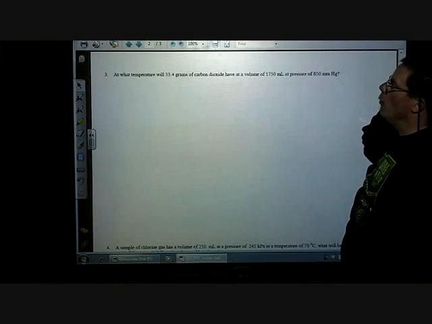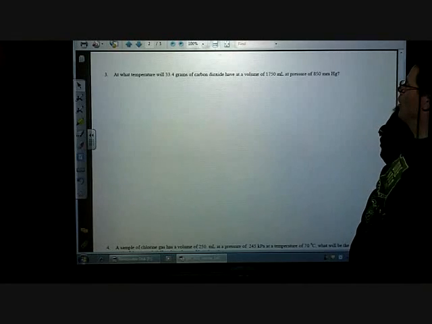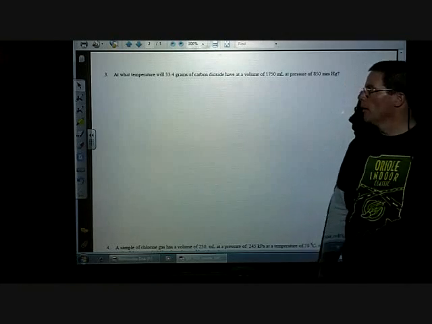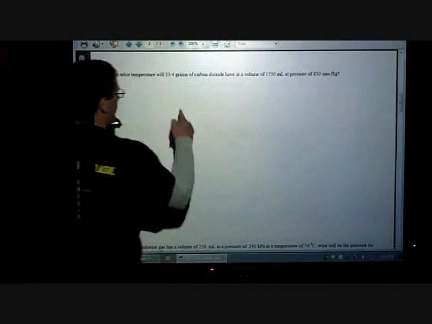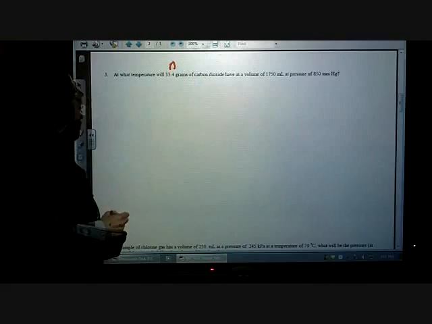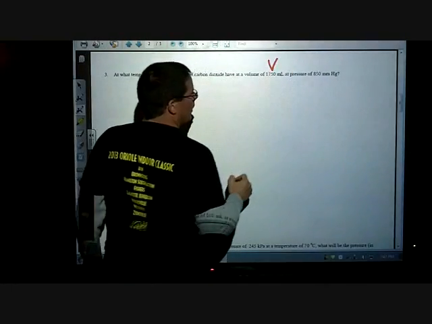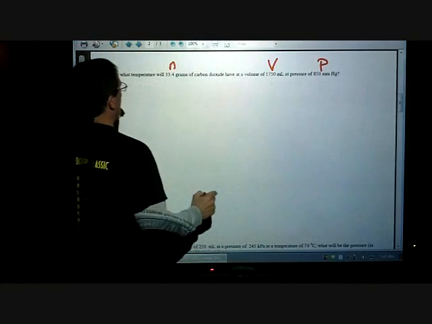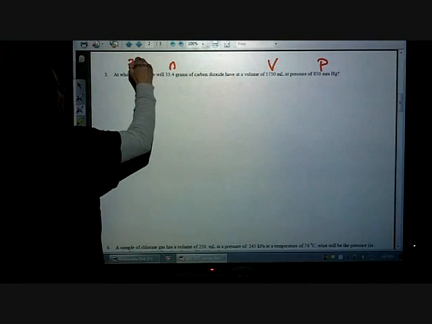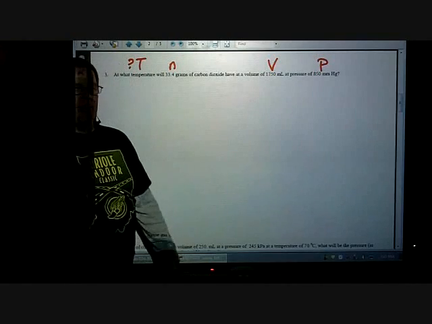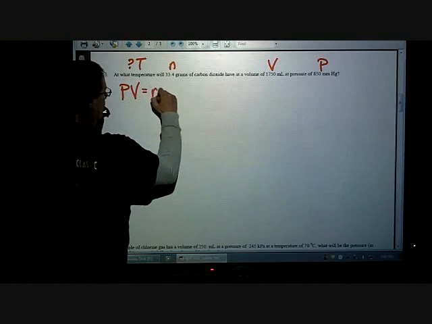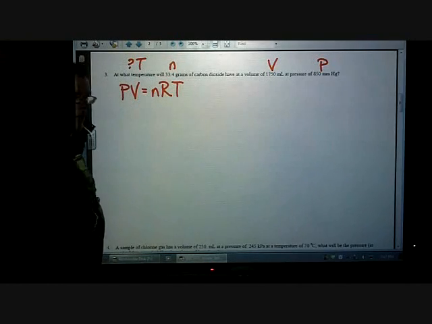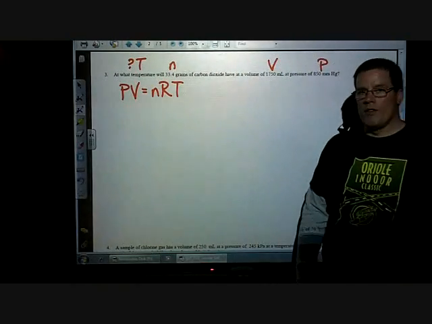Number 3 asks, at what temperature will 33.4 grams of carbon dioxide have a volume of 1,750 milliliters at a pressure of 850 millimeters of mercury? So what we have here, and again, not a bad idea to do this, is that we want to identify our variables. We have our grams, which will be our moles. We have our volume, which will be V. We have our pressure, which is P. And it wants to know at what temperature. The nice thing is we only have one set of variables, so we're going to be using PV equals nRT, which makes for a very nice problem.